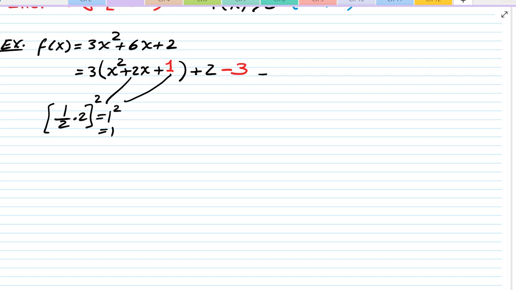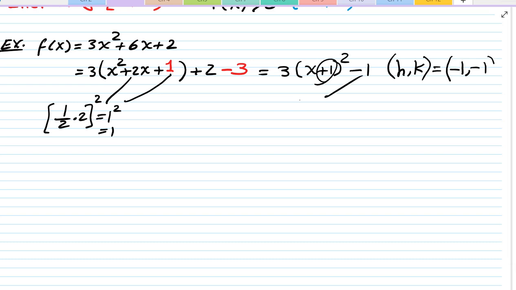All right, now I can write this in the HK form. The HK form is 3 times (x plus 1) squared. 2 minus 3 is negative 1. Now I can identify the HK, correct? That's why I like the HK. You don't have to use negative b over 2a. So h is opposite of what it seems to be in parentheses. H is negative 1. K is what it seems to be, negative 1. And there we have it. Negative 1, negative 1. That's the HK.